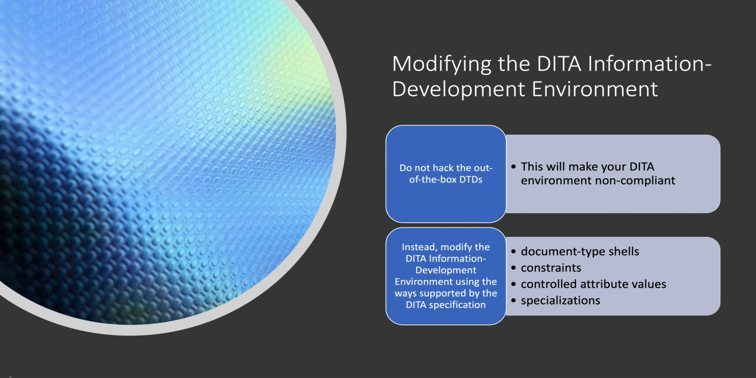Instead, modify the DITA information development environment using ways that are supported by the DITA specification. And we're going to look at some of those here. For example, document type shells, constraints, controlled attribute values, and specializations. So we're not going to go into a lot of detail in this class about those supported ways, other than to know that they exist and what they're useful for.